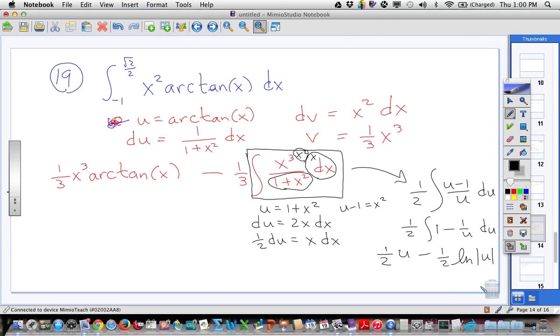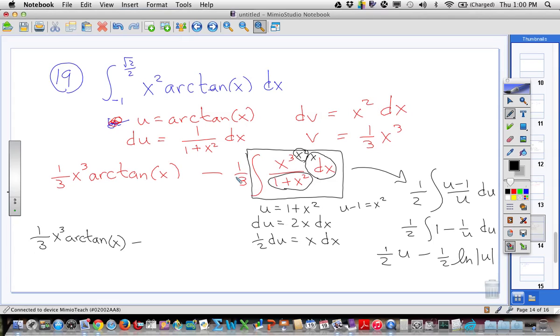Right? Now, I got a lot of stuff here, and then I'm going to put my 1 plus x squared back in for that u. I know I got another u up here, but I was done with that. So this u is 1 plus x squared. So all told, when I'm done, and I'm not technically done because I haven't done the definite integral, but we're not going to spend time on that. So I've got 1/3 x cubed arctan x minus, now I got to distribute this minus 1/3 to those pieces.